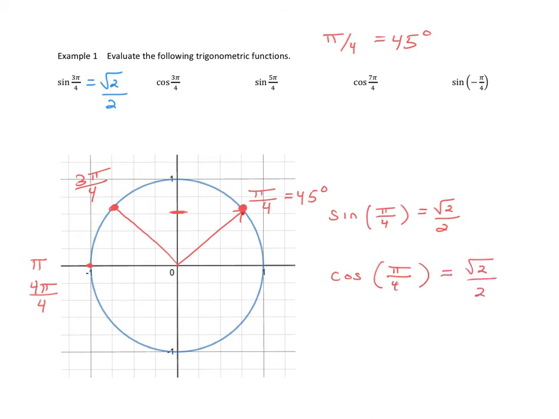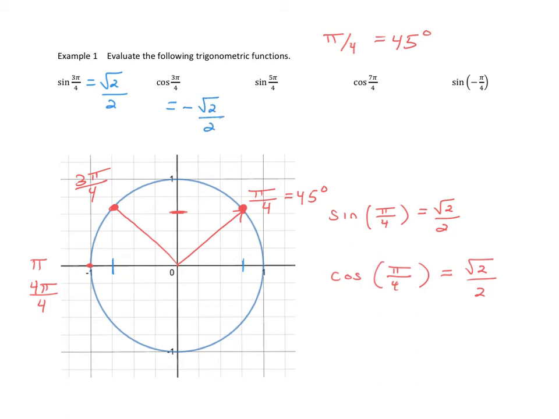But how does the x-coordinate cosine of this point help me with the x-coordinate of this point? They're definitely not equal. But the x value here is going to be the negative of the x value there. So what does this mean? It means that the x values aren't equal, but they're opposite in sign. Because cosine of pi over 4 is root 2 over 2, that means cosine of 3 pi over 4 is negative root 2 over 2.